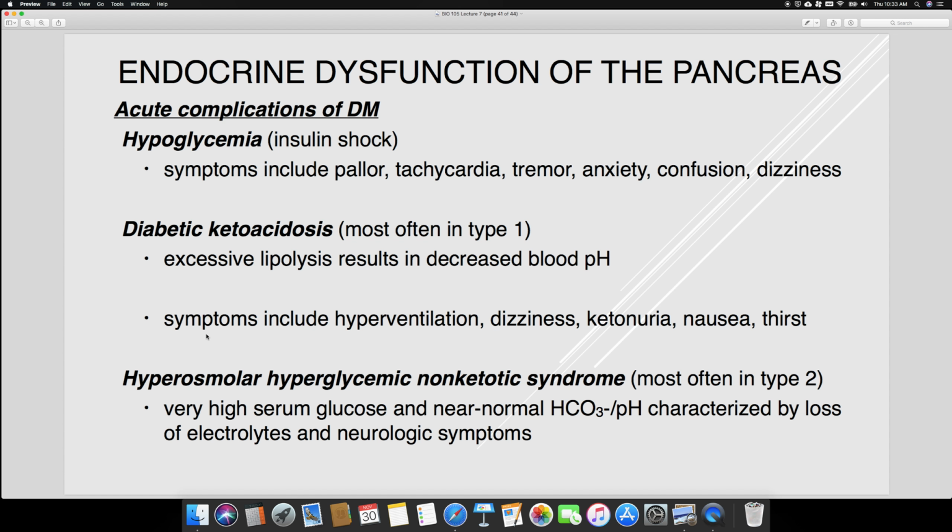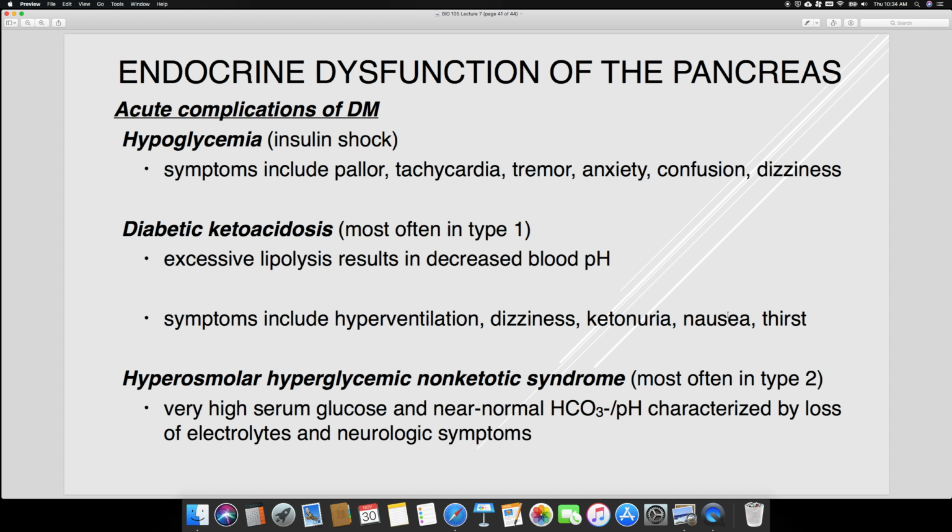So, like I said earlier, when the body feels like it's starving, it starts to break down fat. That's known as lipolysis. And the breakdown of those fats causes the buildup of ketones. Ketones are acidic. And since they're acidic, this decreases blood pH. So you'll see patients, at least early on in DKA, hyperventilating. They're trying to blow off CO2 to raise blood pH. Dizziness, ketonuria, so you'll see ketones in the urine. Nausea, thirst, things like that. And this is a medical emergency.